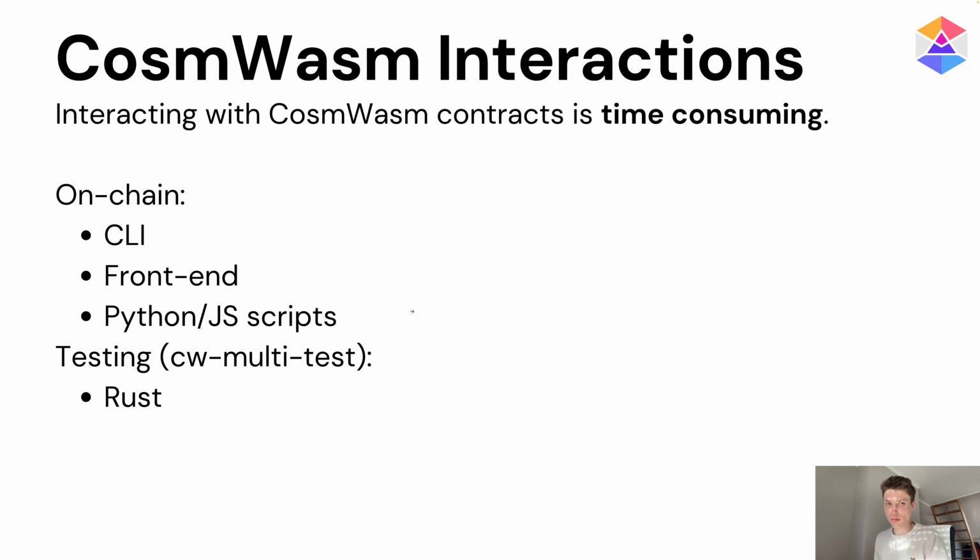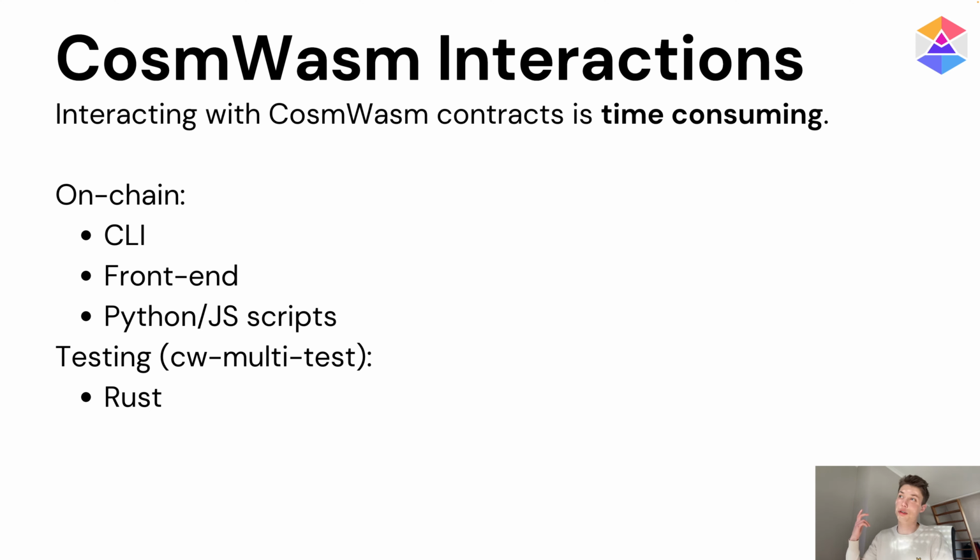So let's get into it. CosmWasm interactions. Interacting with CosmWasm contracts is time consuming. A lot of interactions that you do with your smart contracts are going to be through a CLI. If you're interacting with your smart contract on a real blockchain, you're going to be interacting with it over a CLI, which is kind of a pain in the ass in my opinion.